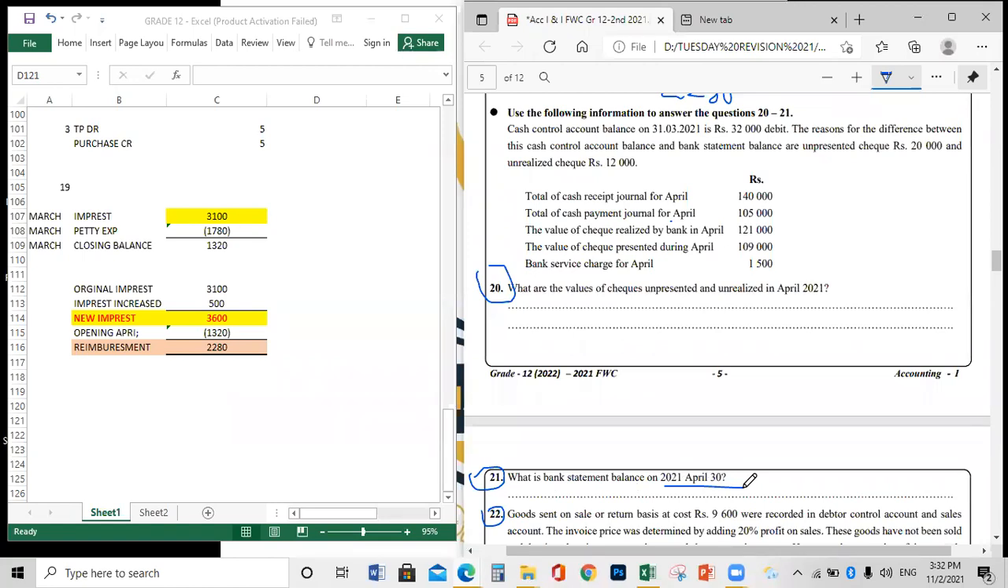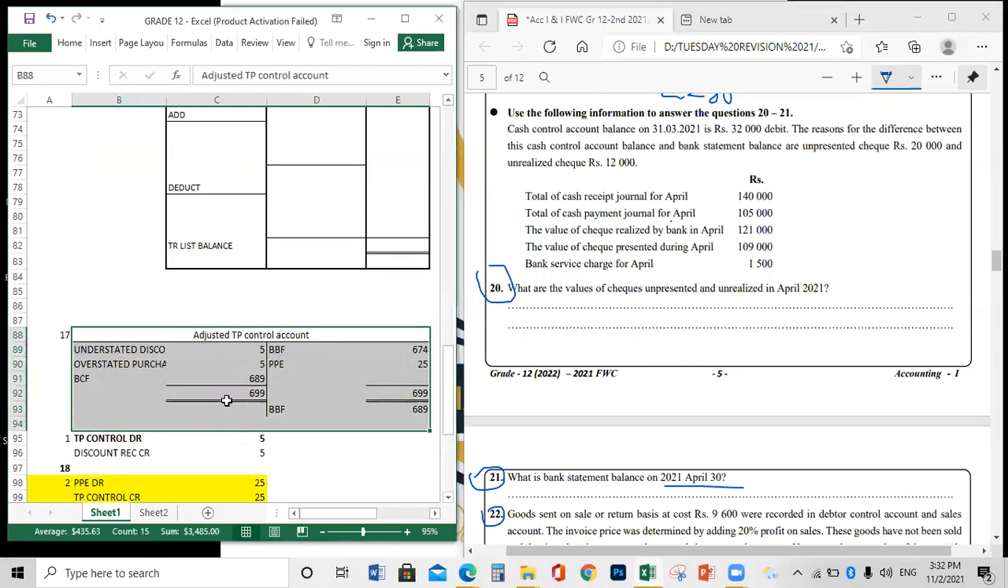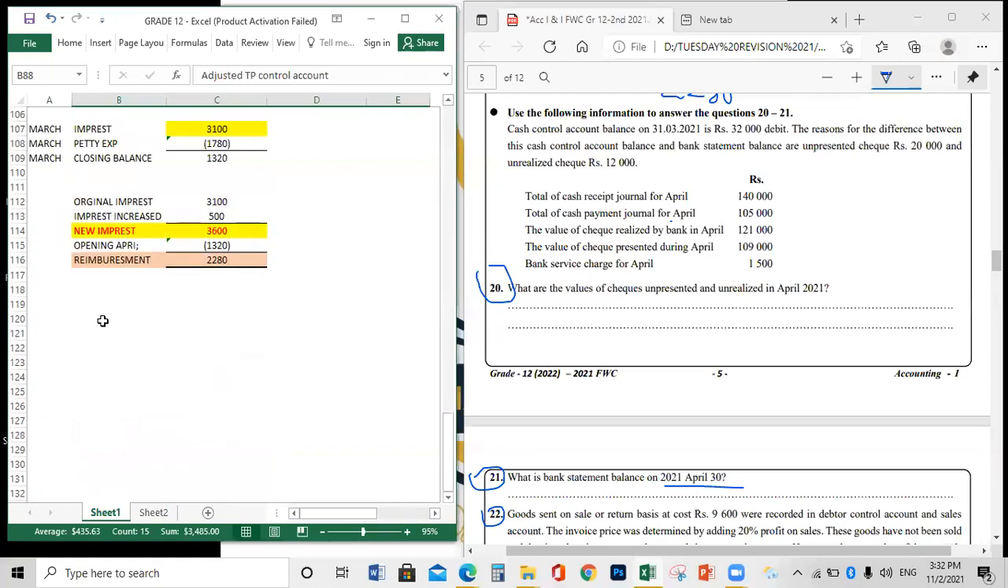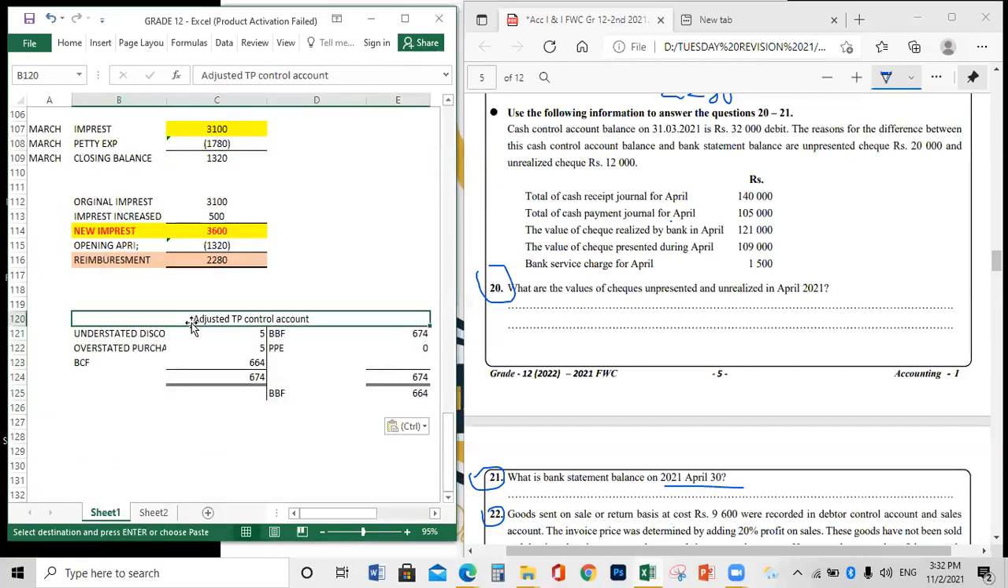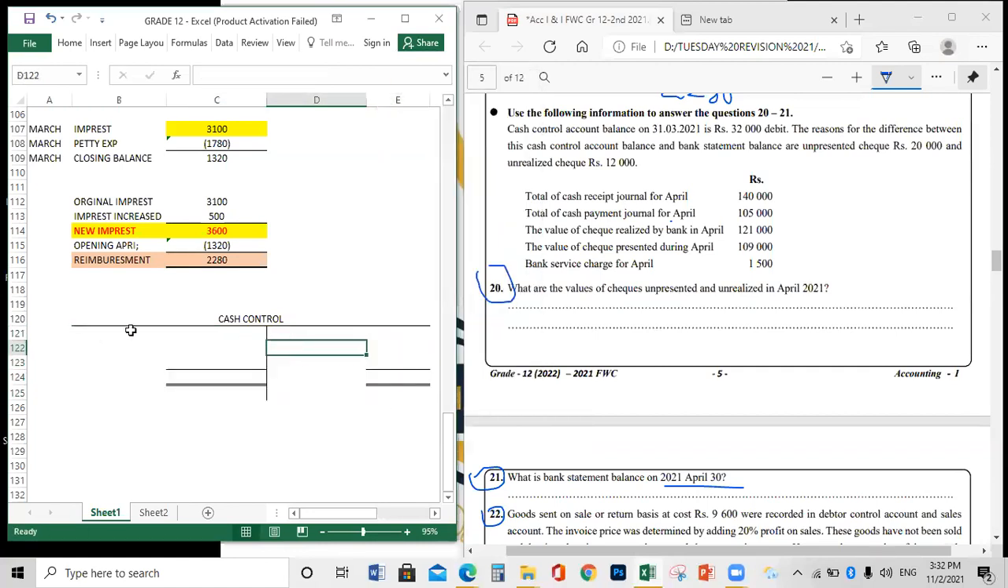Now, guys, they say the cash control account on the starting date is 32,000 debit side. So can you all quickly draw the cash control? I'll just quickly draw a cash control account. How much is the cash control on the starting date? It's an asset, so it will come on the debit side. Sometimes it can come on the credit side when it is an overdraft, but usually it's debit.